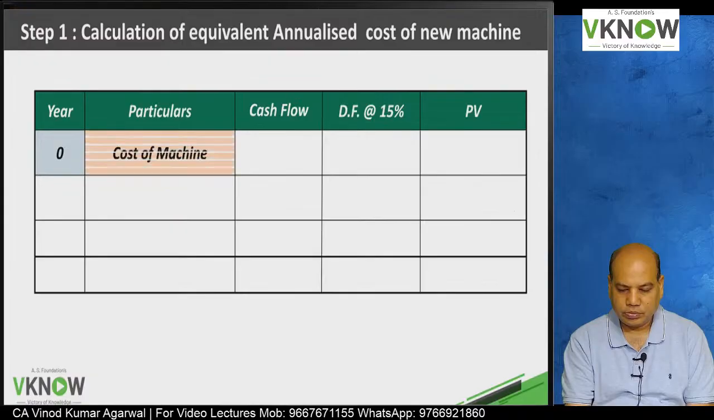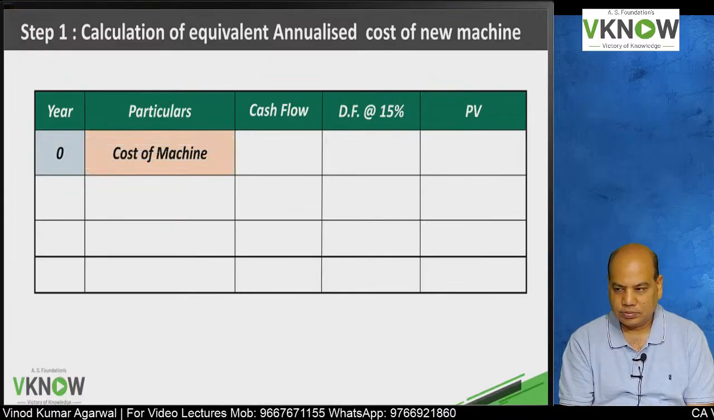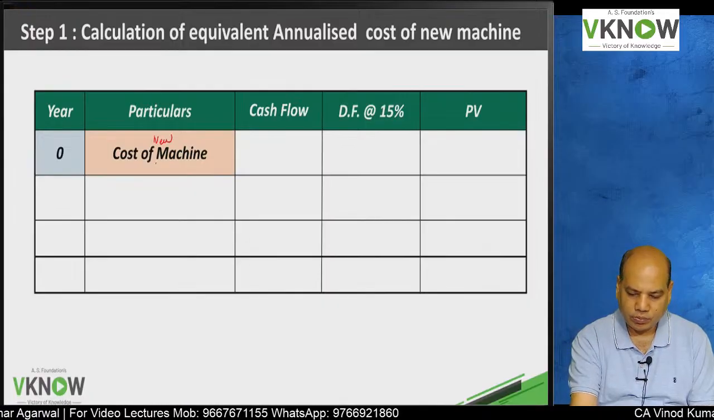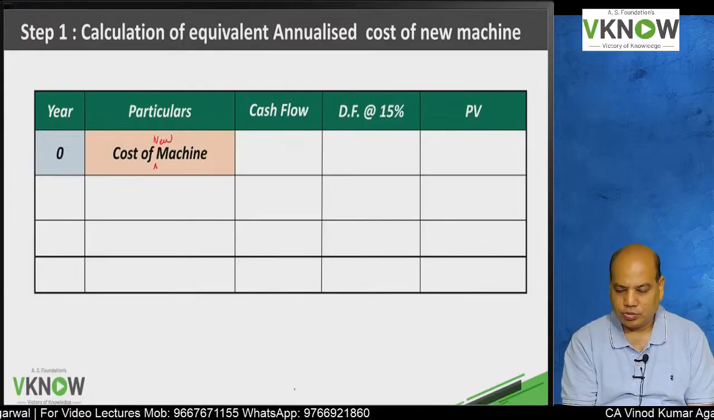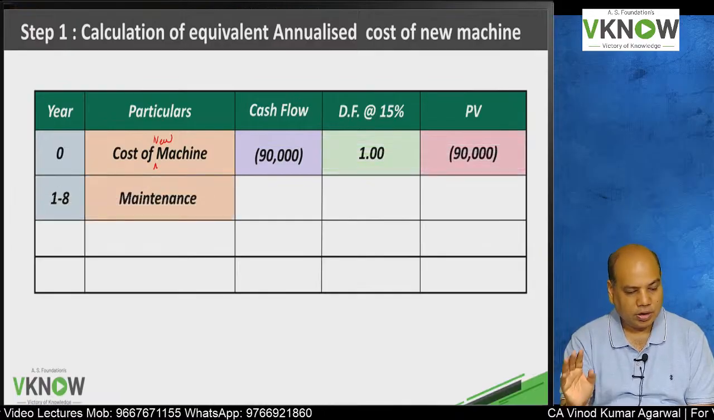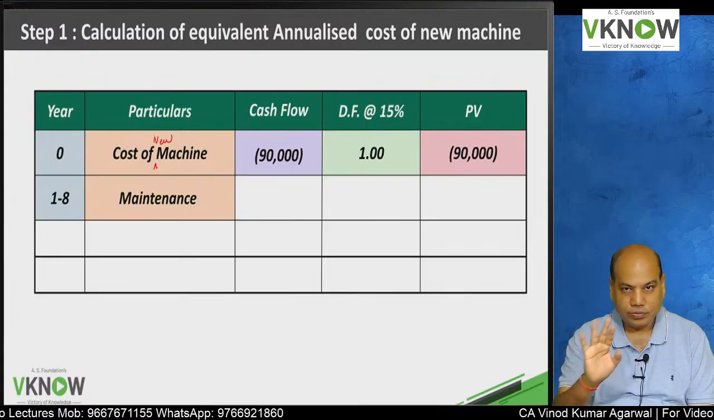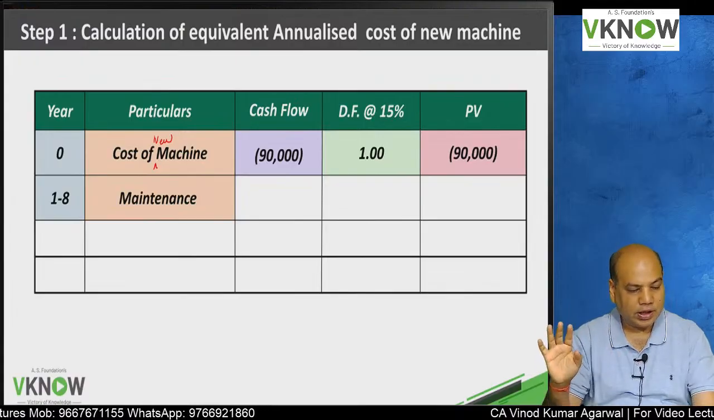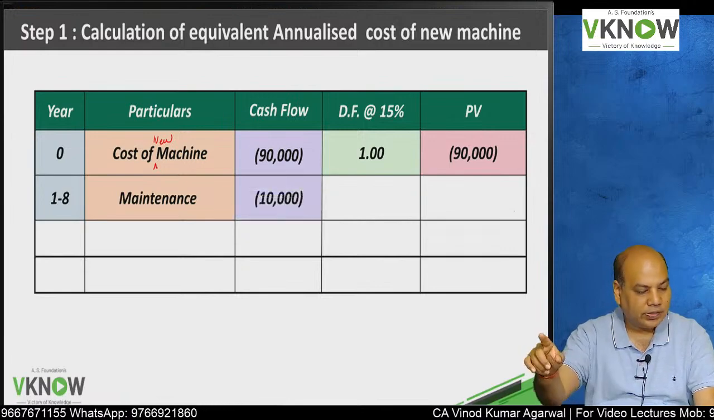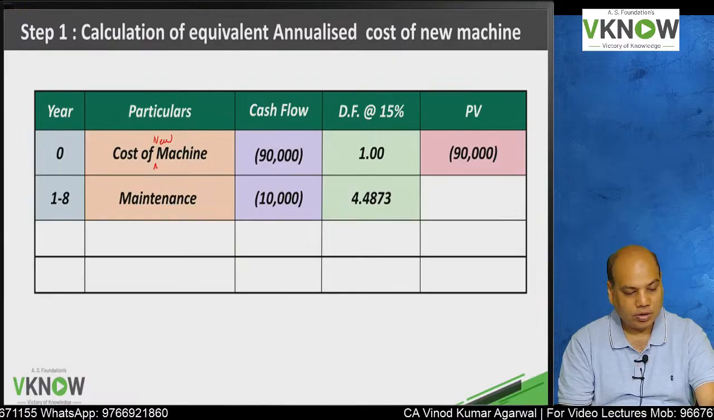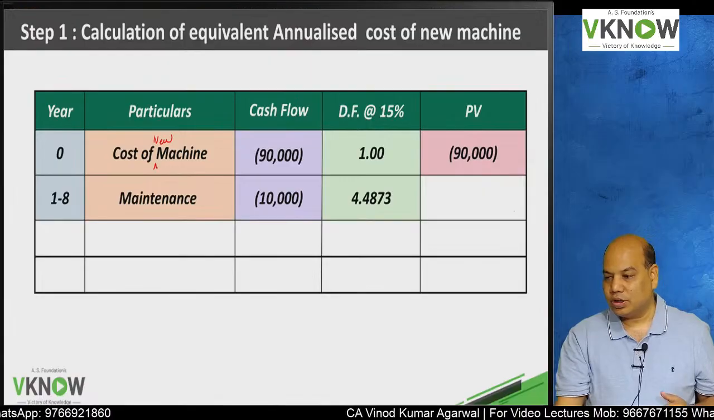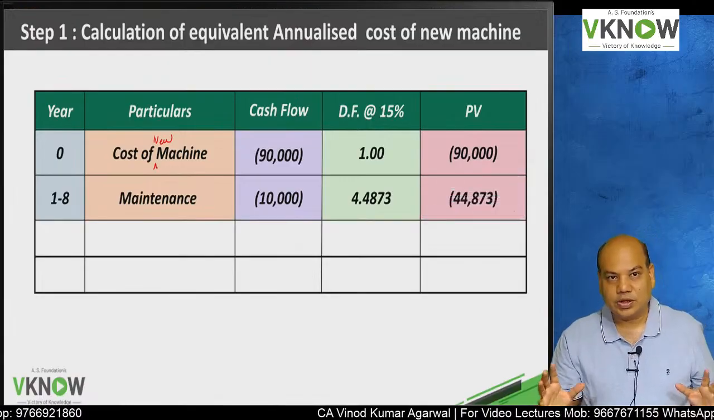Year 0, cost of new machine 90,000, present value 90,000. It has a life of 8 years. Maintenance cost will be incurred every year equal to 10,000. The annuity factor is given in the problem. Don't try to compute it, take it from the question: 4.4873. A good student will save time. Trust the institute.